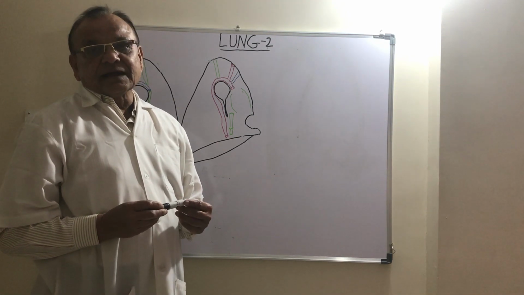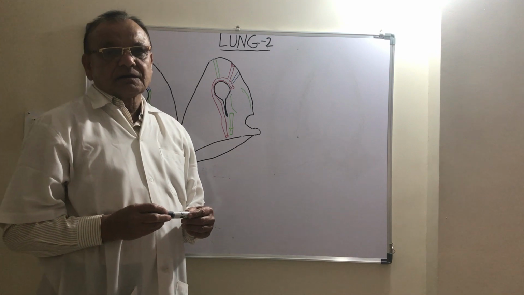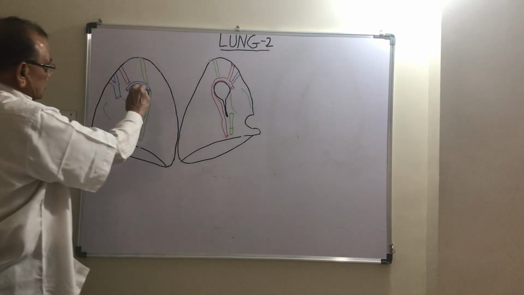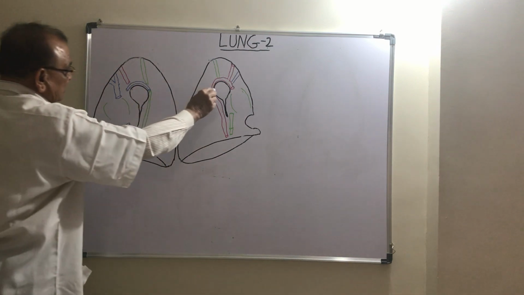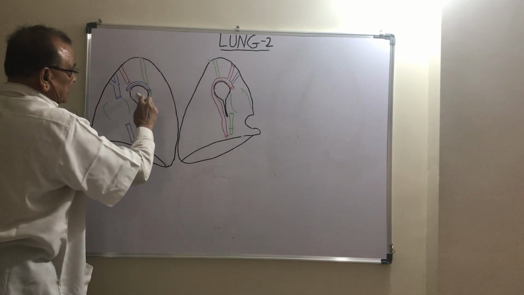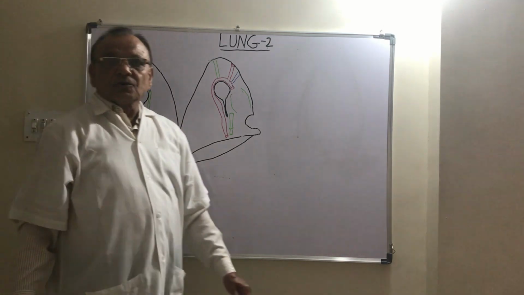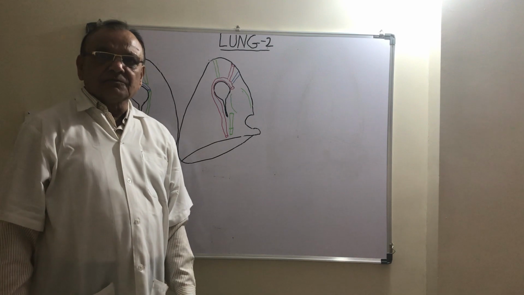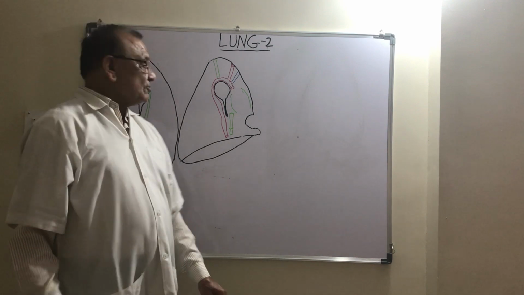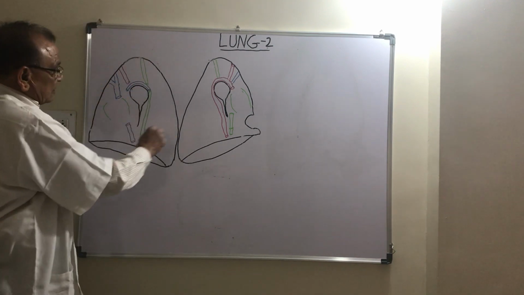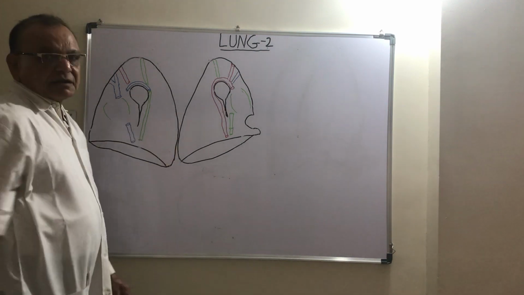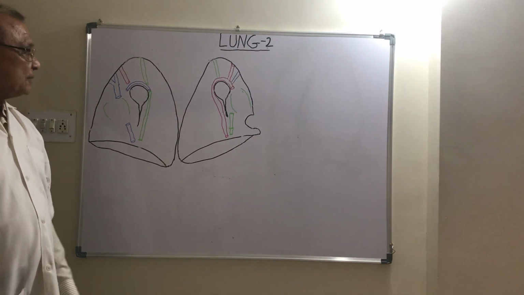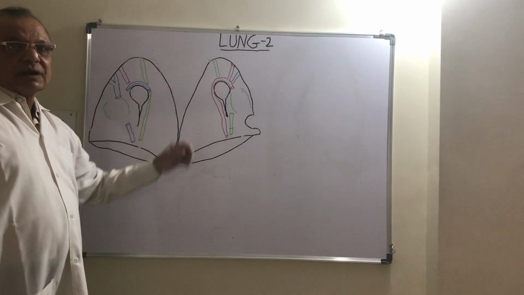And the mediastinal area of both the lungs has a large depression. This is the depression of the right lung and this is the depression of the left lung. This depression is called the hilum, or it is also called the hilus. Either you say hilum or hilus. And below the hilum, there is a ligament, and this ligament is called the pulmonary ligament. About the hilus, I will tell you later on.